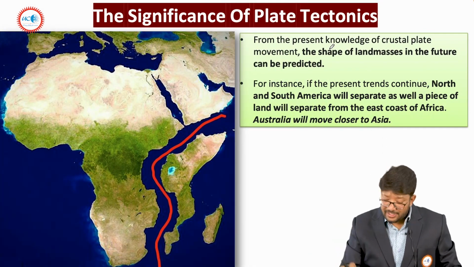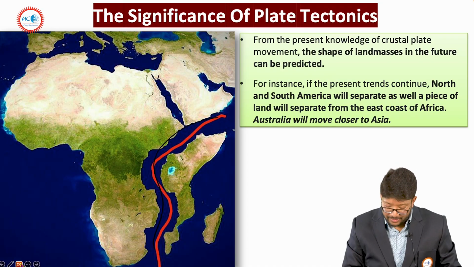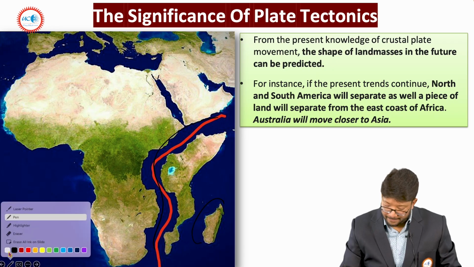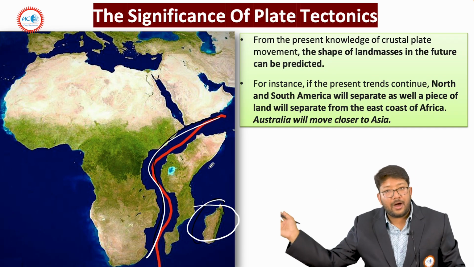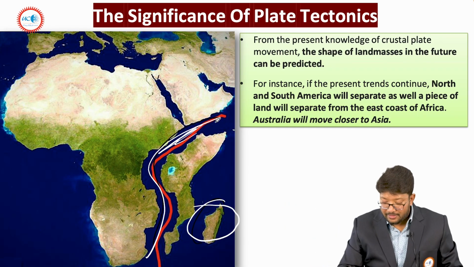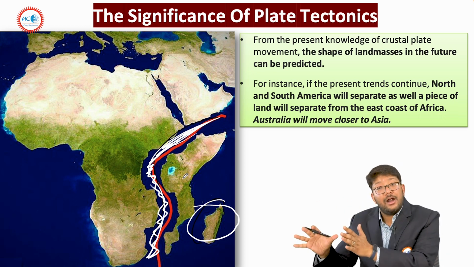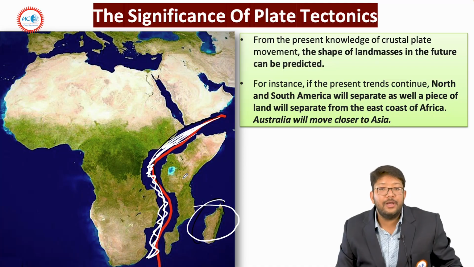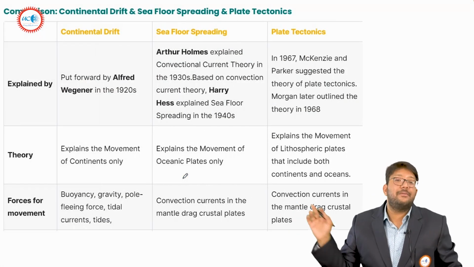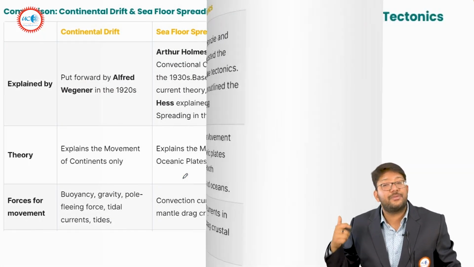Okay, and the recent theory regarding plate tectonics is this: this is our Madagascar, students, and this is the eastern part of Africa. The eastern part of Africa is drifting towards India. This is also due to plate tectonics. Okay, so this is the comparison between continental drift, seafloor spreading, and plate tectonics.